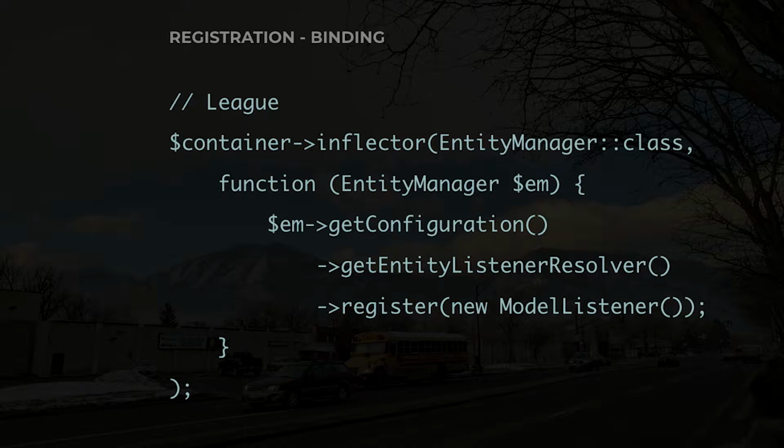So after and before, it kind of sounds like a hook system. So this entity manager needs some more configuration. We can get the configuration, add some entity listener resolvers and model listeners on this entity manager. This is all some setup that's being done before it's being passed on to wherever the entity manager is being injected.